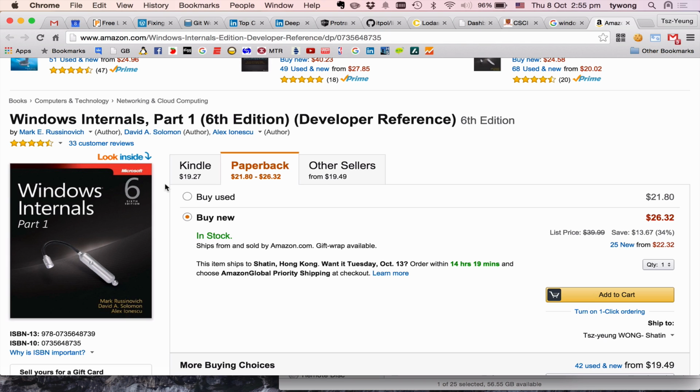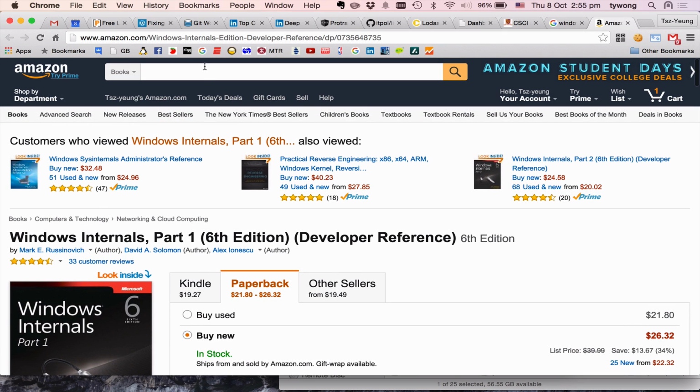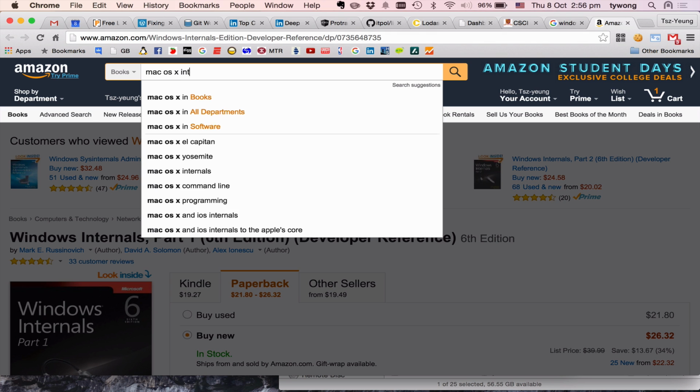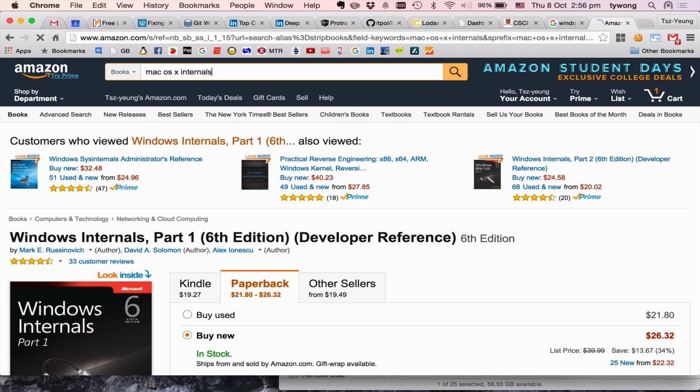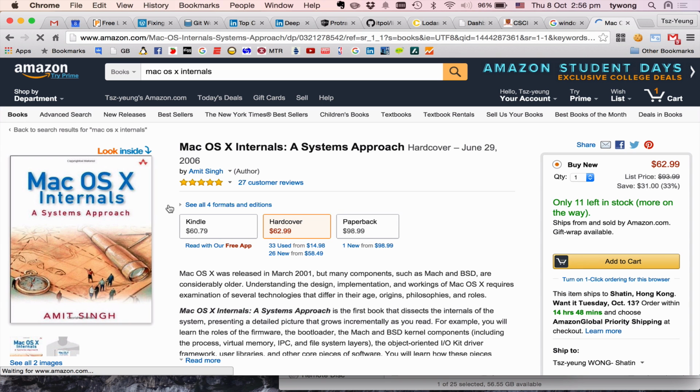Linux also has one. Mac also has one. I can't remember the name. It's also called internals, Mac OS Internals. Right, this is a very old book, okay? It also talks about when context switching comes. What is the design principle of Mac OS in order to reduce the problems that I just mentioned?